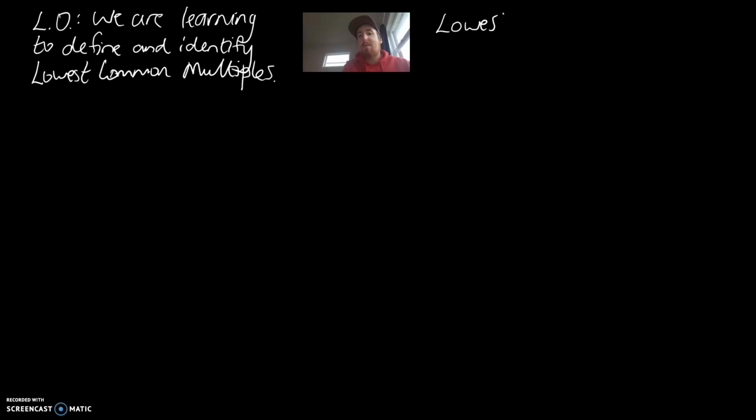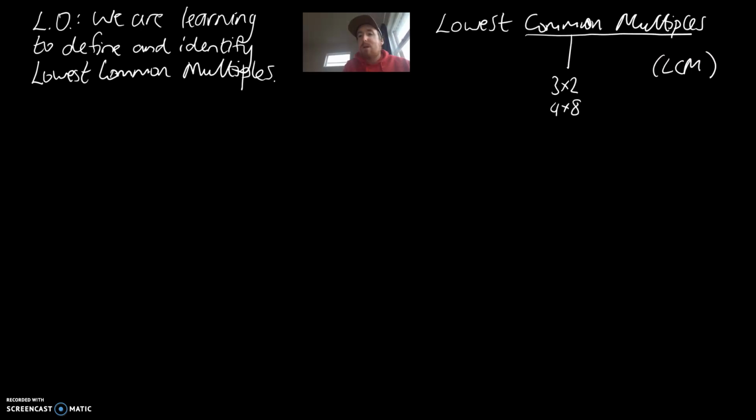So lowest common multiples. And you may also see that abbreviated to LCM. So LCM also means lowest common multiples as well. And this one doesn't have a nice definition like highest common factors did, but it is common multiples. So think of numbers like 2 times 3, 4 times 8, 6 times 3, and it'll be the lowest of those.